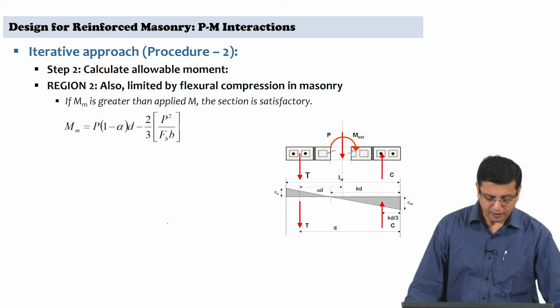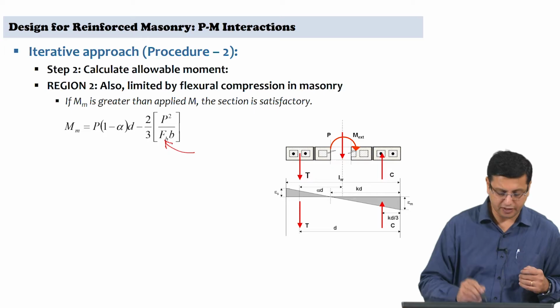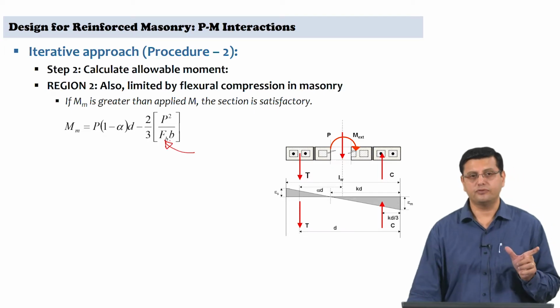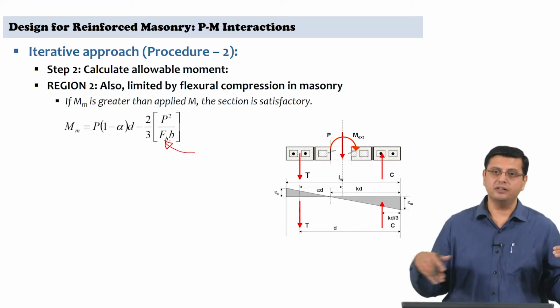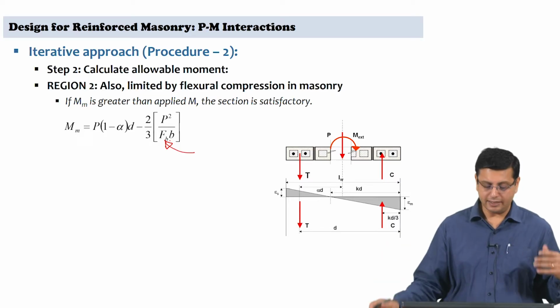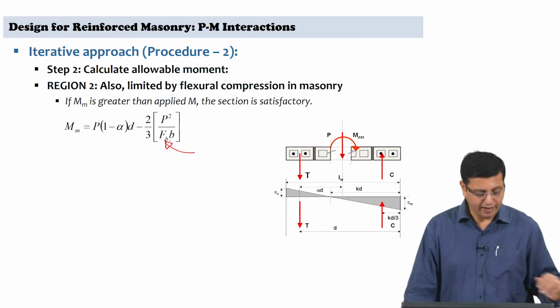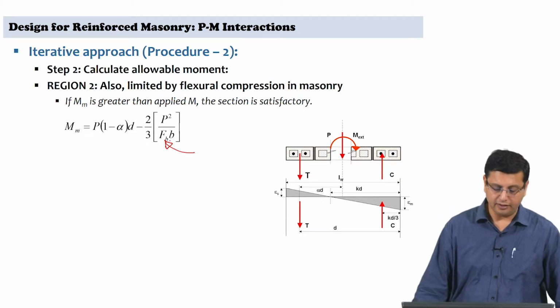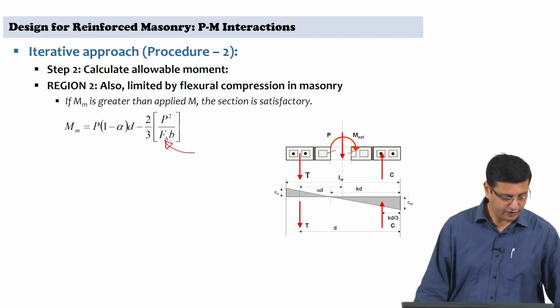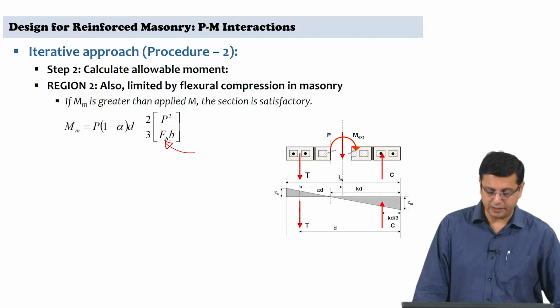In this case again you see that the estimate of the maximum moment comes from a triangular distribution in the cracked portion of the wall, but with all the bars, if provided, still in compression, and FB is the limiting stress again, which is the permissible flexural compressive stress in masonry.